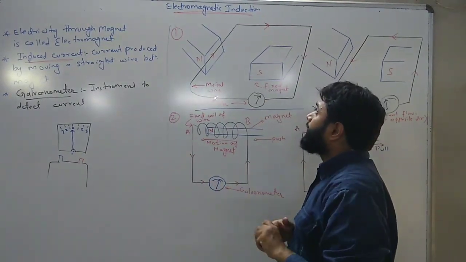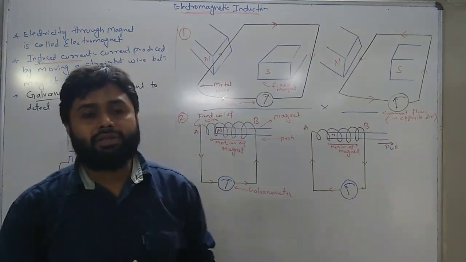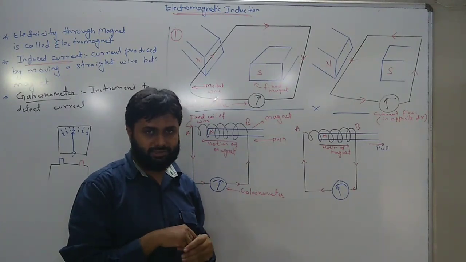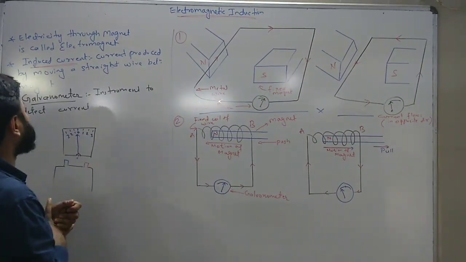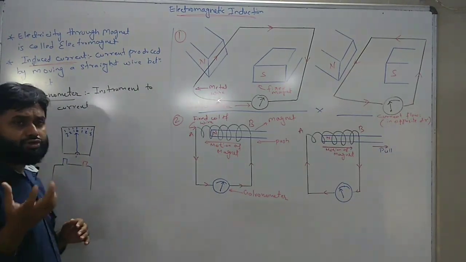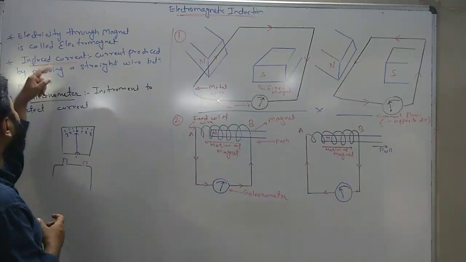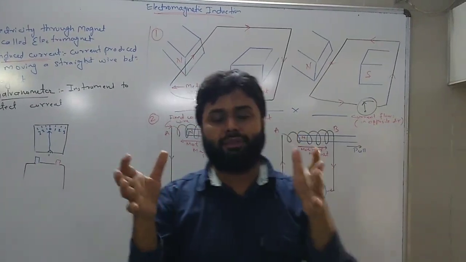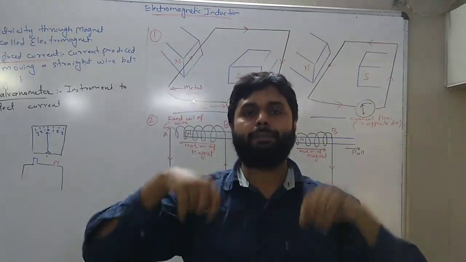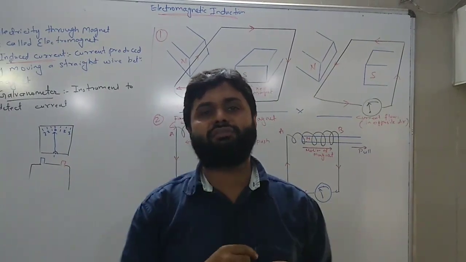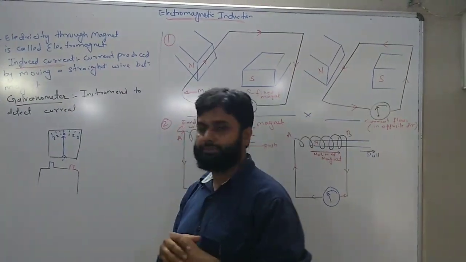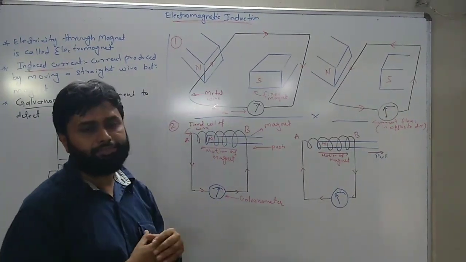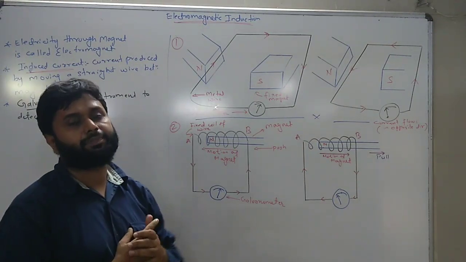Today we will learn about electromagnetic induction. Electromagnetic induction means electricity produced through a magnet. The current which is produced through a magnet is called induced current. When a straight wire is kept between the poles of the magnet and it is moved up and down, current is induced in the wire. This current is called induced current. We will see the experiment for that also. Here I have made some diagrams to demonstrate that experiment.